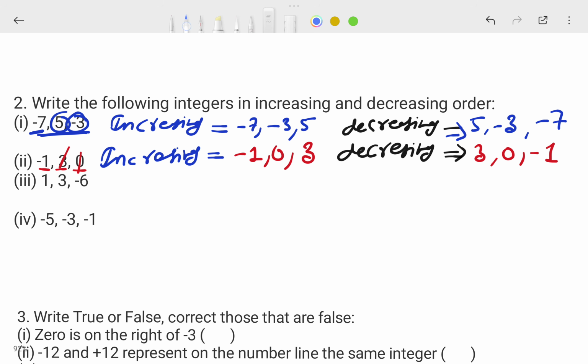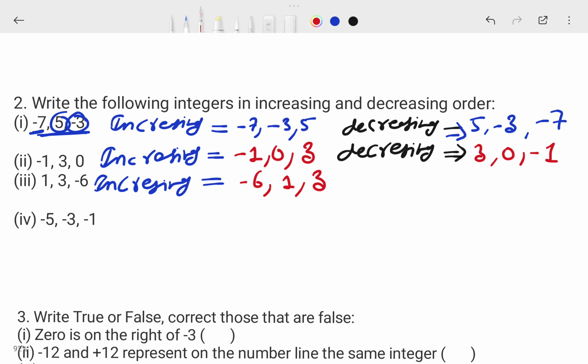Now let's do this question again in increasing order. Among the numbers minus 6, 1 and 3, which is smaller? A negative number is always smaller, and here there is only one negative, that is minus 6. So this is the smallest. After that, 1 or 3, which is smaller? 1 is smaller, write 1. After that, 3 is the only one left, write the 3. Okay.